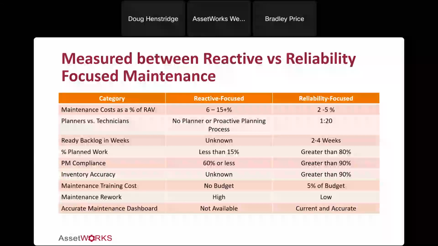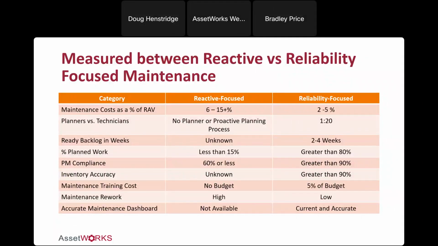Whereas when you're thinking reliability, you have a good sense of the work you need to do over the next 2 to 4 weeks. How much of your work is planned? In a reactive space, it's probably less than 15%, could be even 0%. It may be a little higher than 15%, but ideally you'd want it to be more than 80%, so that the bulk of your work is planned.